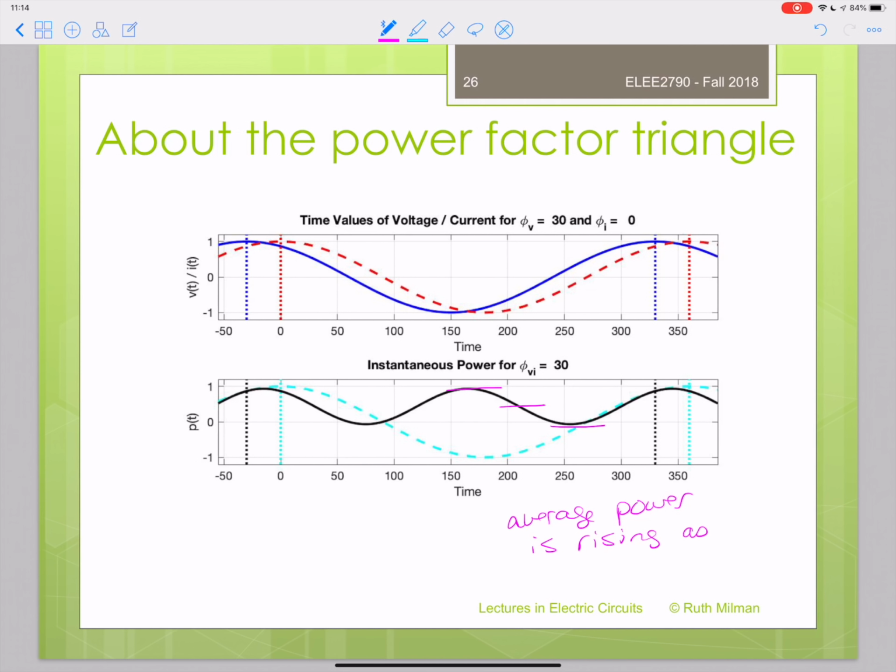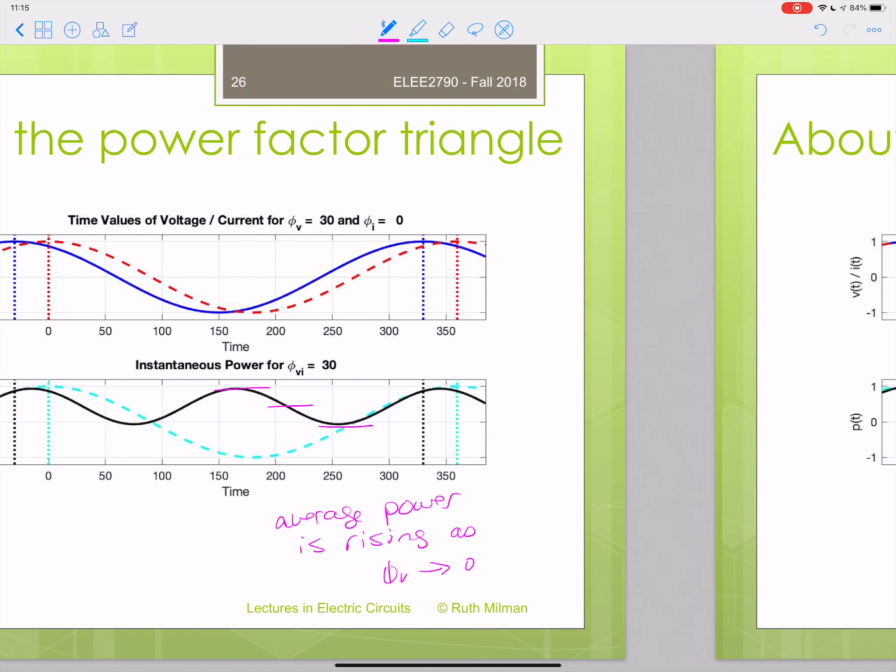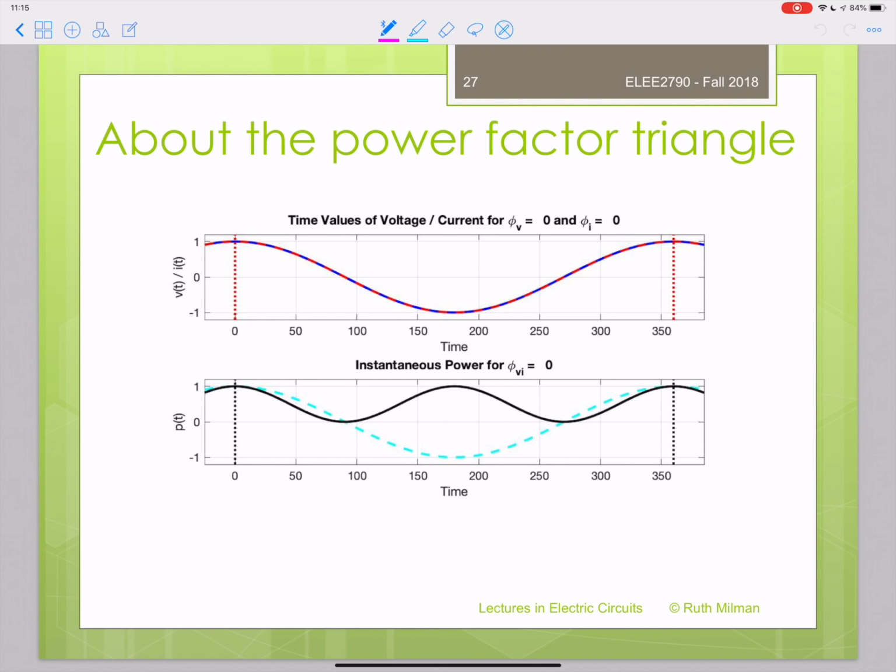And that average power is rising as the phase shift gets closer to 0. And in fact, when the phase shift is 0, when we have two systems that are completely in phase, we have the best possible scenario. We have this going up to 1, this going down to 0 but not below, and we have the greatest average power that we can get. So this is average power.